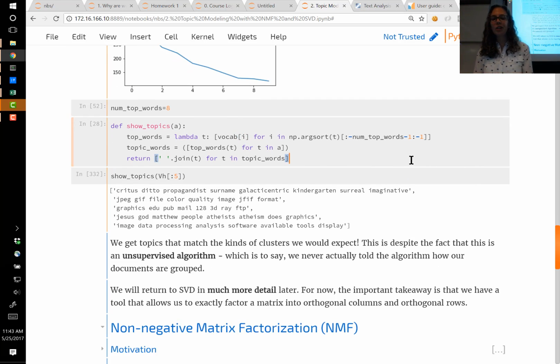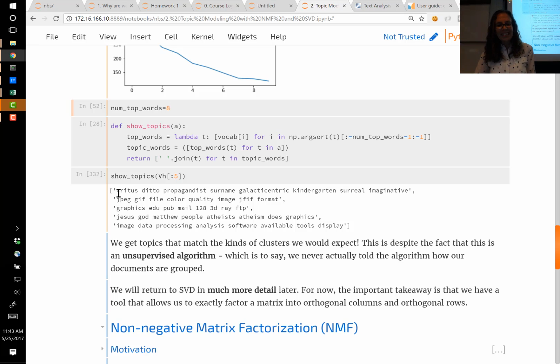So we have this little helper method, show topics, and we're going to pass in our matrix V, and it's going to look up the words that correspond to the values. Remember, our vocabulary words were in alphabetical order. This is basically going to find which columns had the largest values, which corresponded to these vocabulary words. And so we get VH. So we're looking at the first 5 columns of VH and the top 8 topic words.